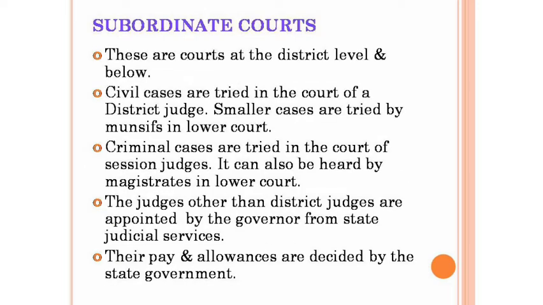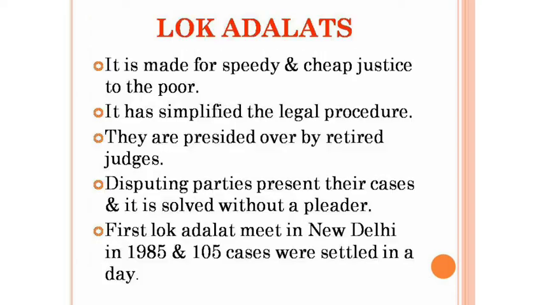Subordinate courts. Each state is divided into various districts. The courts which function in these districts are called subordinate courts. They hear civil and criminal cases which pertain to the district in which the court is formed. The courts that hear civil cases at the district level are called the district courts, and those that hear criminal cases are called session courts.